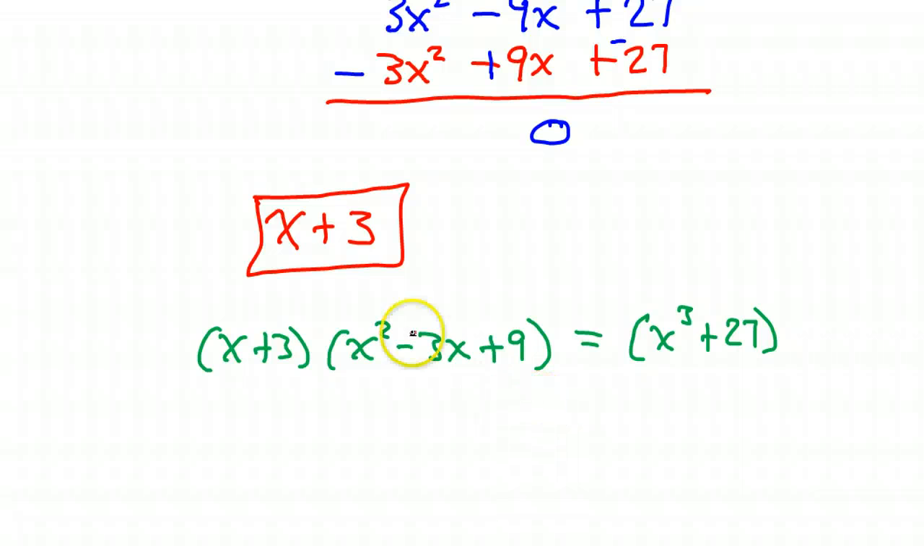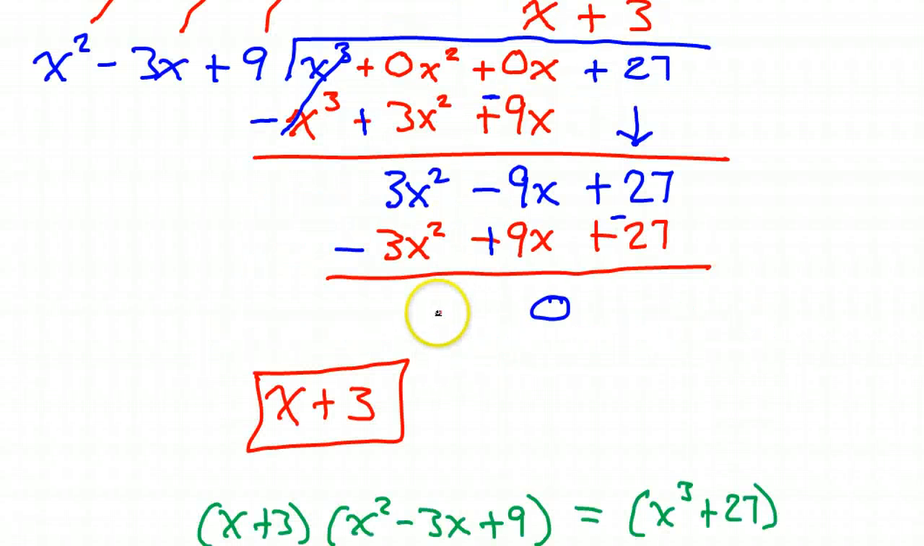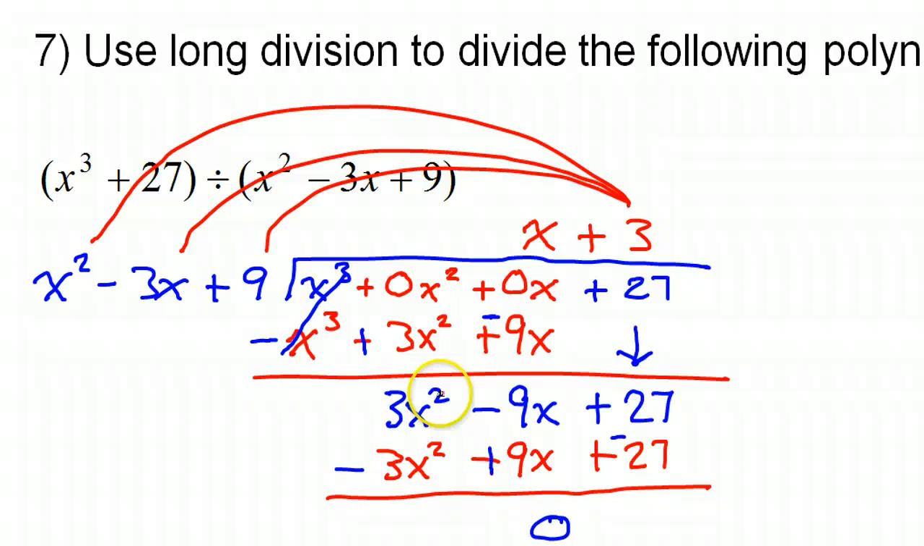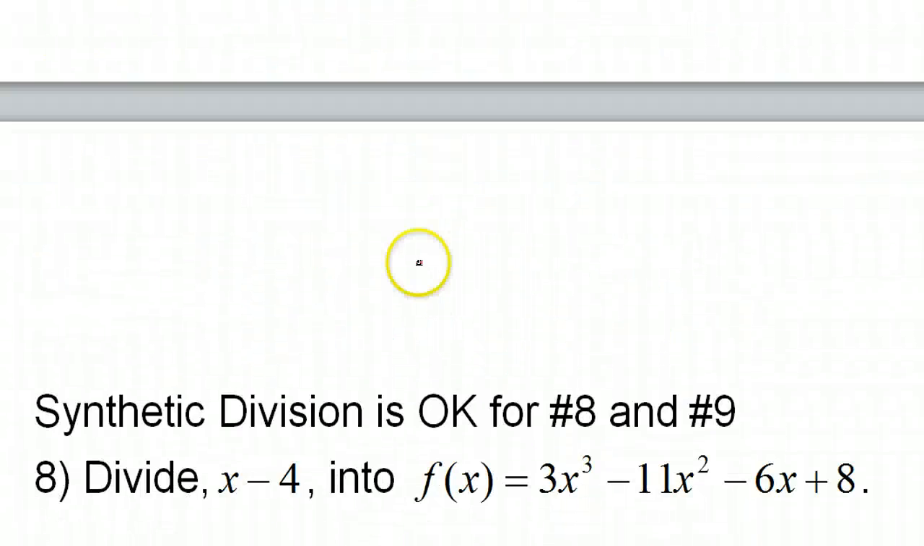Okay, so this division is another way of factoring, because we just took x to the third power plus 27 and we now have factored it as x plus 3 times x squared minus 3x plus 9. You might notice that this is the sum of two cubes that we talked about in a previous video. So we could have gotten this by factoring the sum of two cubes, just like we practiced. Anyway, that is it for the long division. So let's go ahead and take a look at number 8 for some synthetic division.